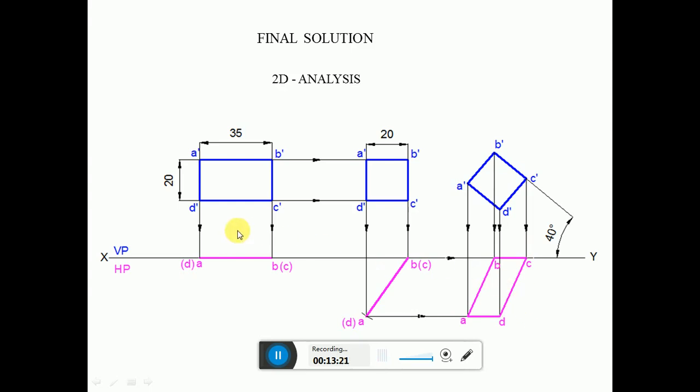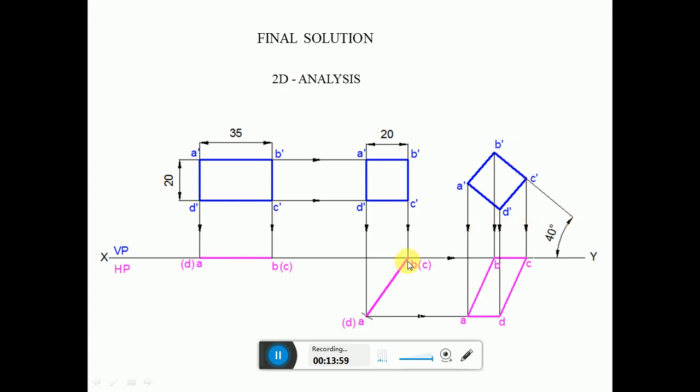Now, this is the final solution that we expect to be written in the sketchbook. So a rectangular lamina of 20 mm by 30 mm is resting on one of its sides on VP, and such that the lamina is rotated such that the front view becomes a square of 20 mm side, and the side which is resting on VP is inclined at 40 degrees to HP.